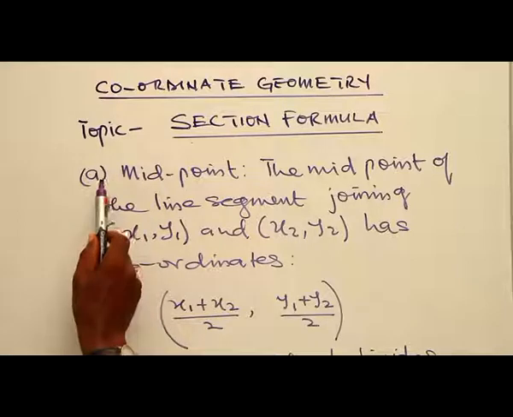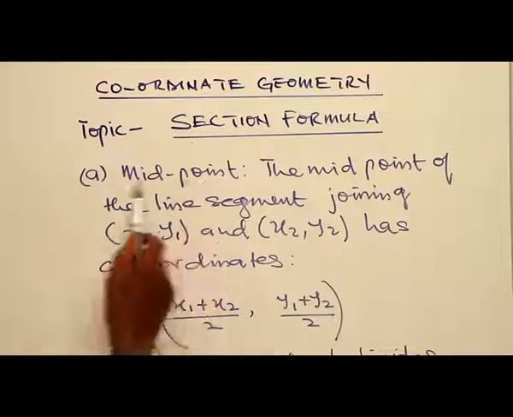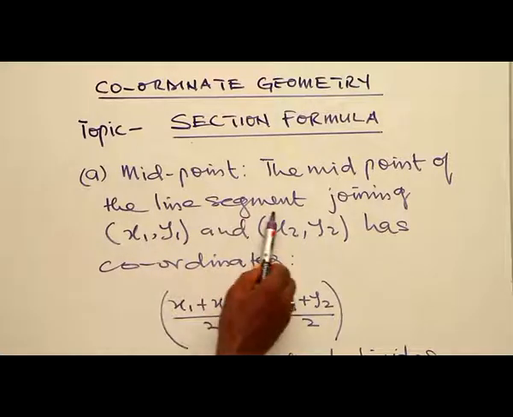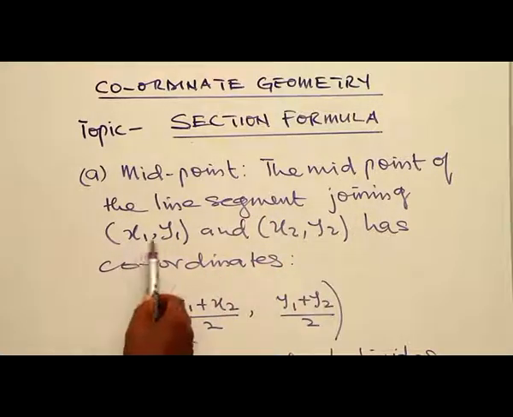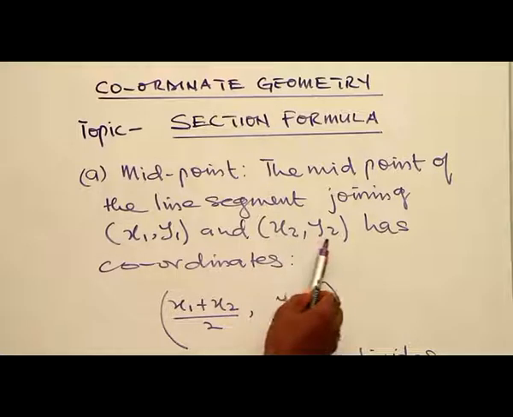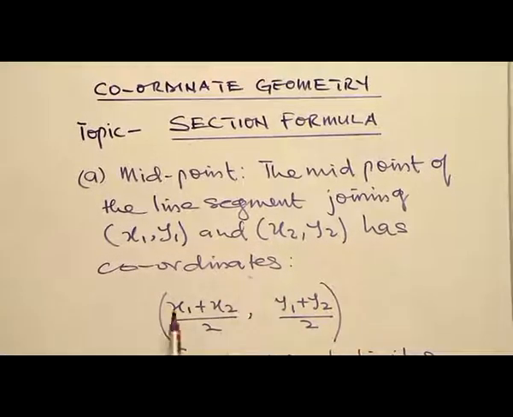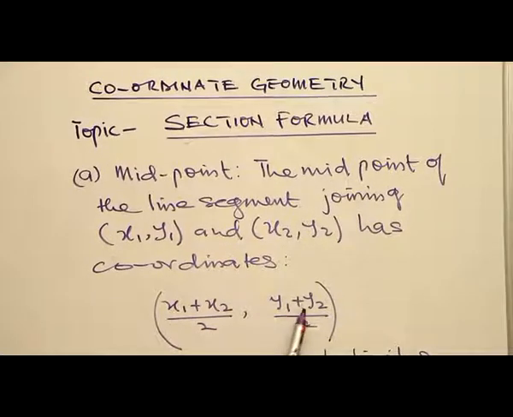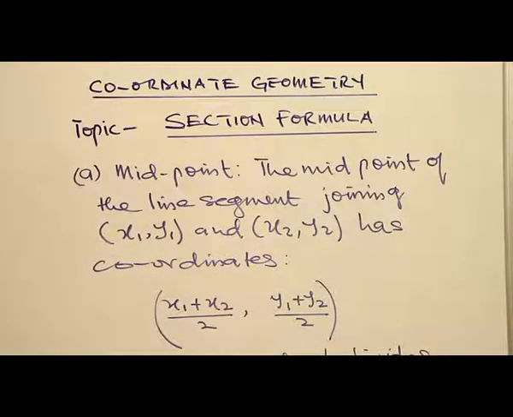The first point we are going to look at here is the midpoint. The midpoint of the line segment joining (x1, y1) and (x2, y2) has coordinates (x1 + x2) all over 2 and (y1 + y2) all over 2.